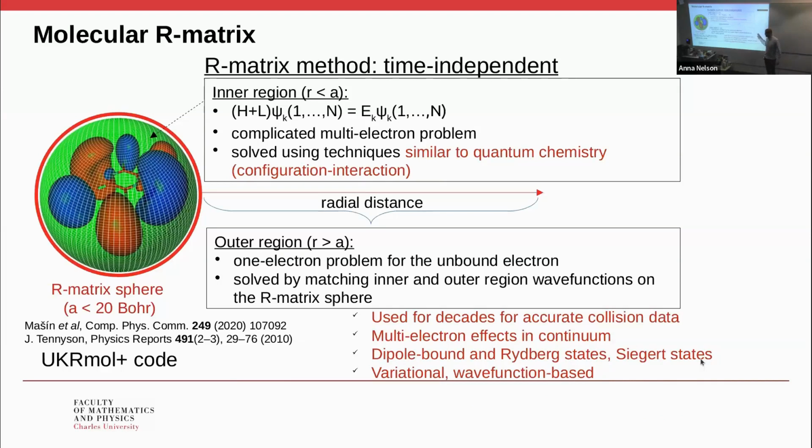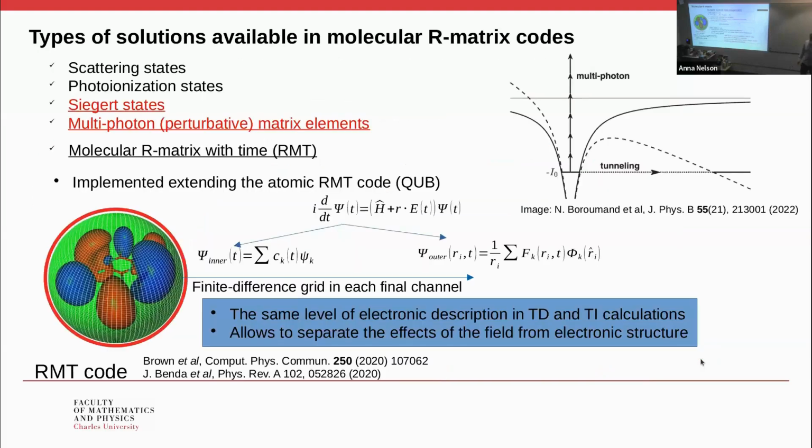It's a multi-generational project to calculate collision data. It describes multi-electron effects on continuums. It can also be used to calculate various types of bound states, like dipole-bound states, virtual states, and so forth. It's a variational, basis-function-based method. So currently, we have the following types of solutions available in the R-matrix package.